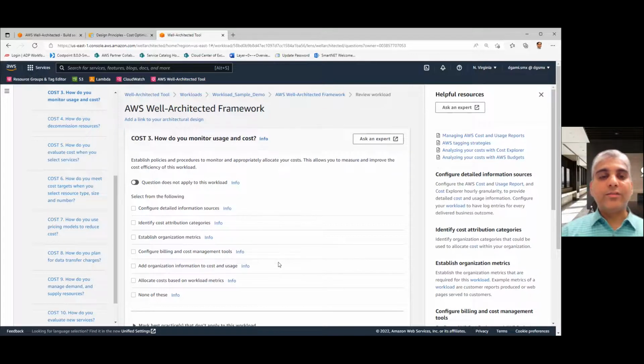And then adding organizational information to your cost and usage. So this goes back to the cost attribution categories, having those attribution categories aligned with your organizational information to say, this is part of the IT team, this is part of the InfoSec team. Those kinds of tags will help you with your usage reports and being able to slice them by different departments or by different applications or workloads, or whatever way you want to organize the information and see that information as part of your organization's view.